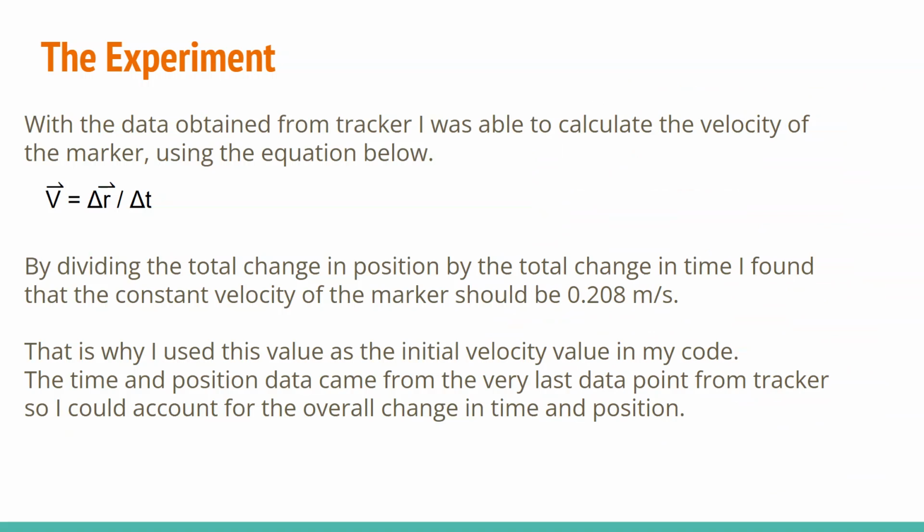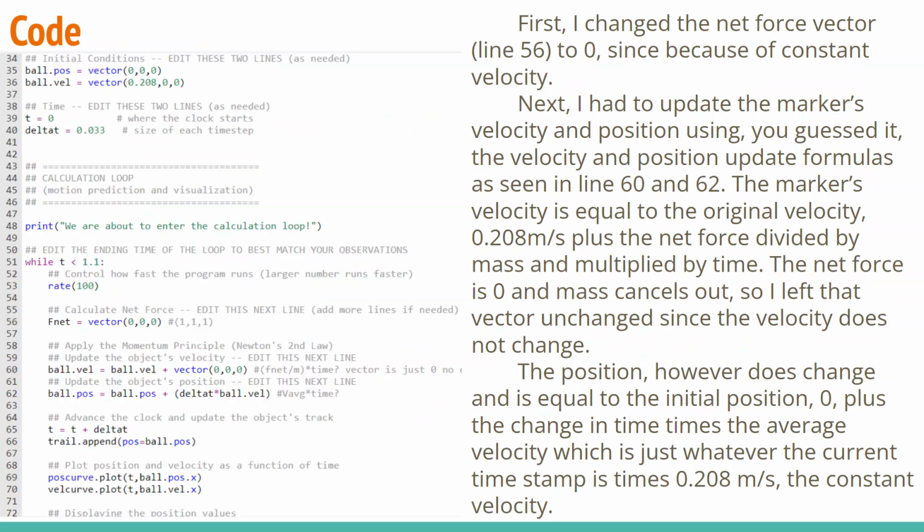With the data obtained from Tracker, I was able to calculate the velocity of the marker using the equation below. By dividing the total change in position by the total change in time, I found that the constant velocity of the marker should be 0.208 meters per second. That is why I used this value as the initial velocity value in my code. The time and position data came from the very last data point in Tracker, so I could account for the overall change in time and position.